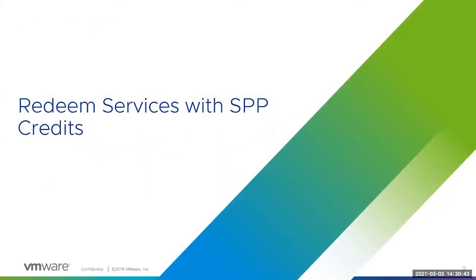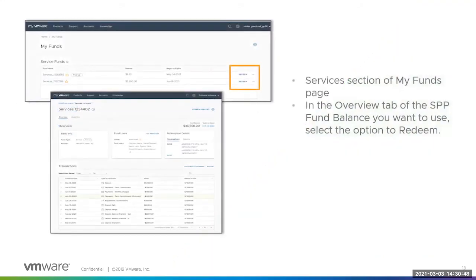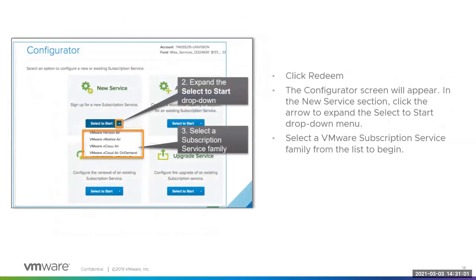How do you redeem SPP credits towards the purchase of services? To redeem services, access the My Funds or fund details page after logging into your Customer Connect account. Redeem services with SPP credits by selecting the Redeem button on either page. The configurator page will display. Determine whether you need to order a new service or add-on services. In this example, we will order a new service. Click the Select to Start button and select the service from the drop-down list.